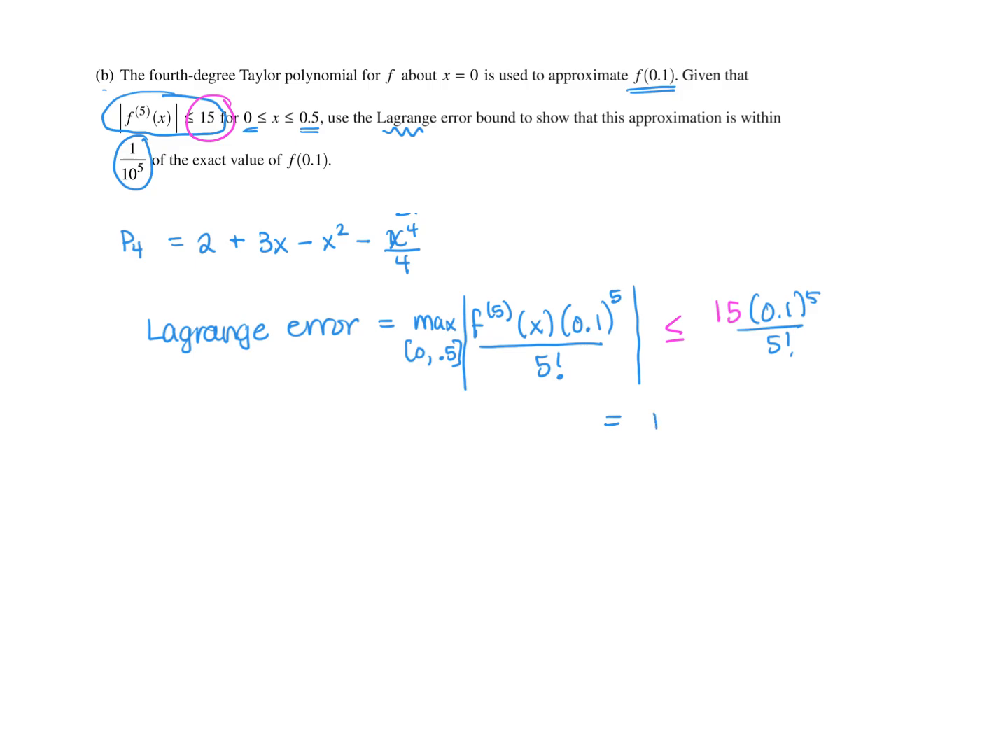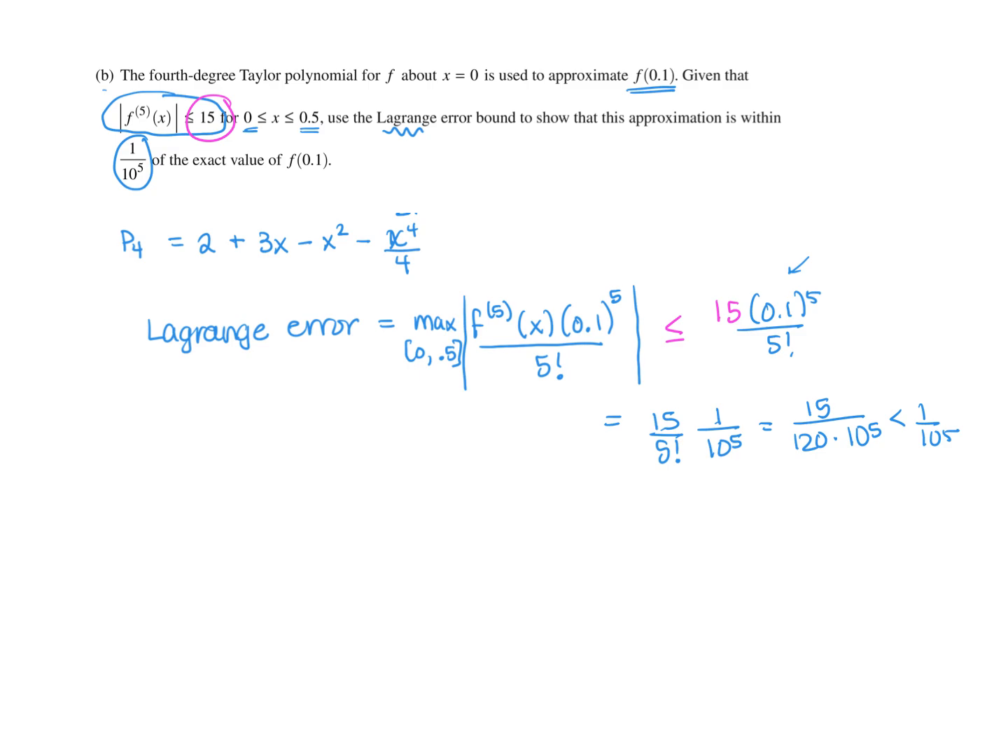But if you look at this, it's going to be 15 over 5 factorial. This is the same thing as 1/10, so 1 over 10 to the fifth. 5 factorial is 120, so 15 over 120 times 10 to the fifth, that's definitely less than the threshold they wanted. So there's your Lagrange error for this problem. Part B.